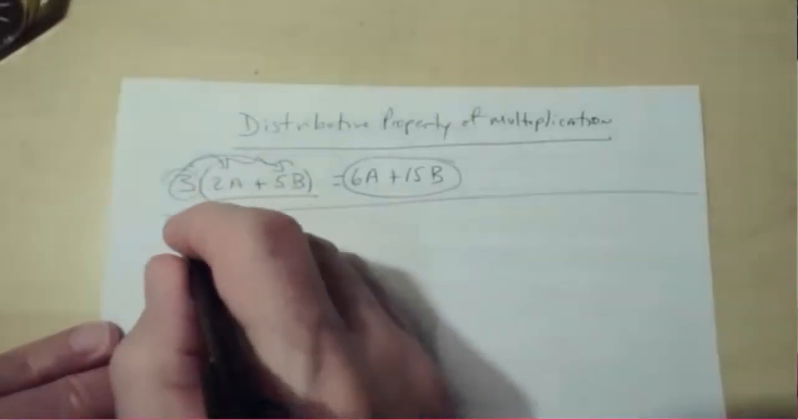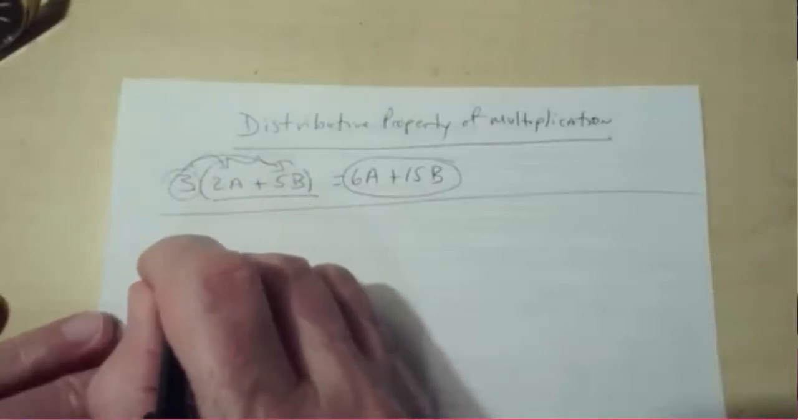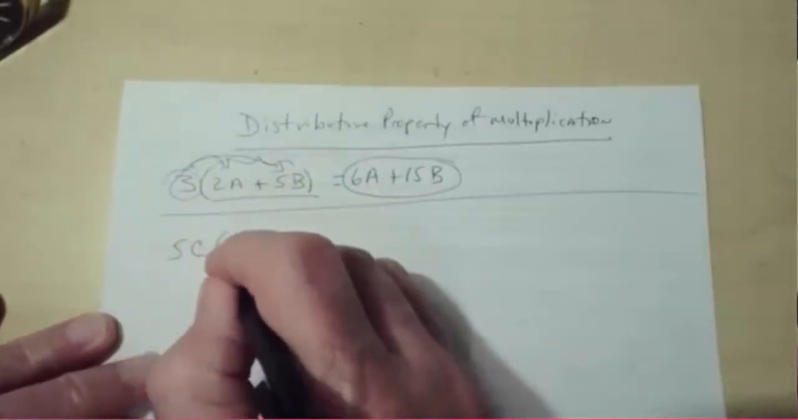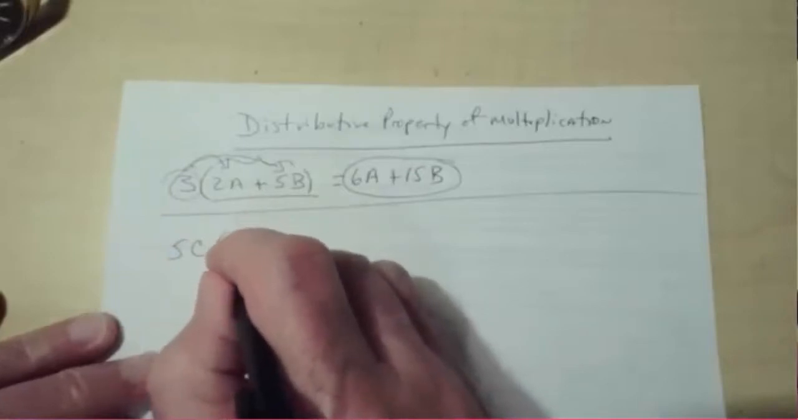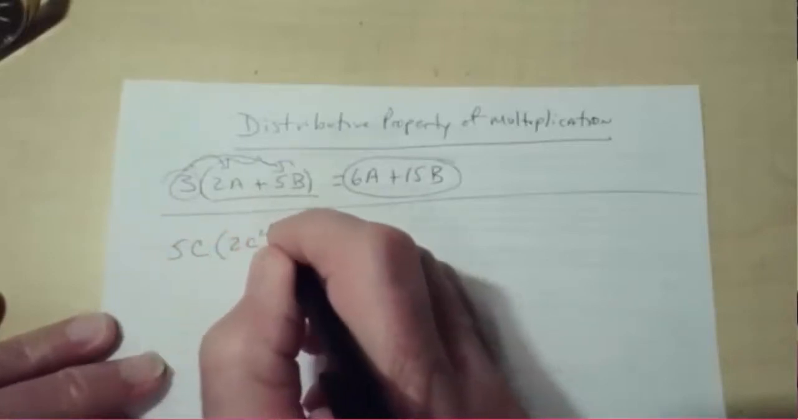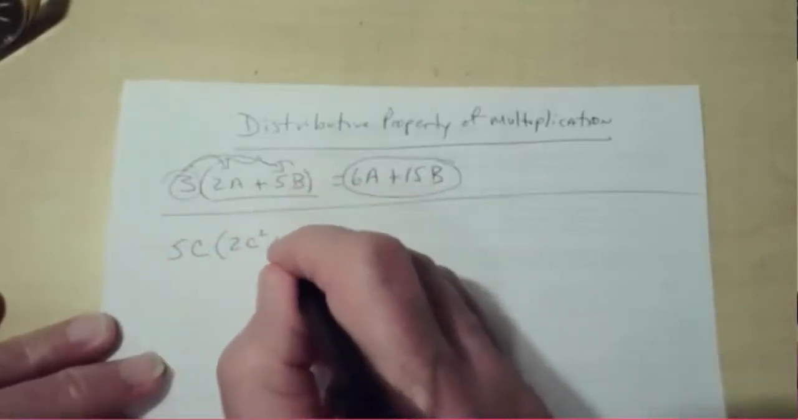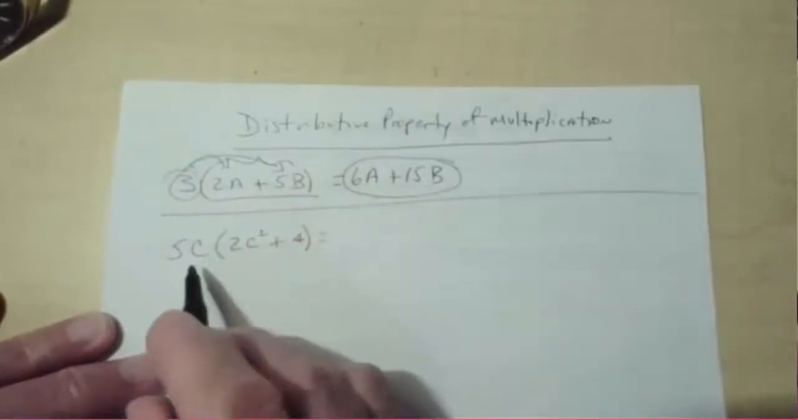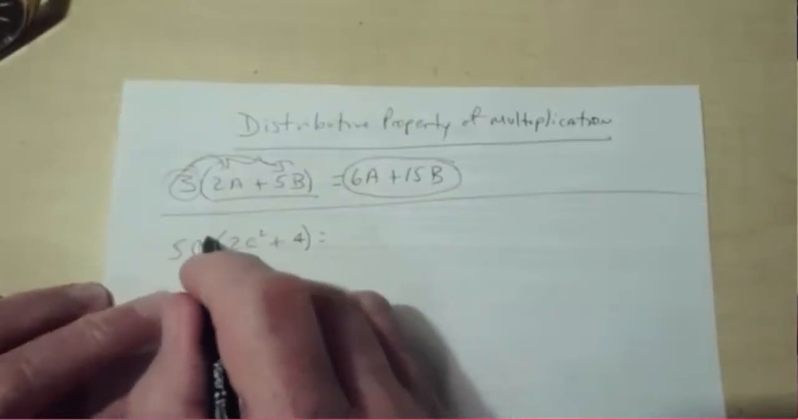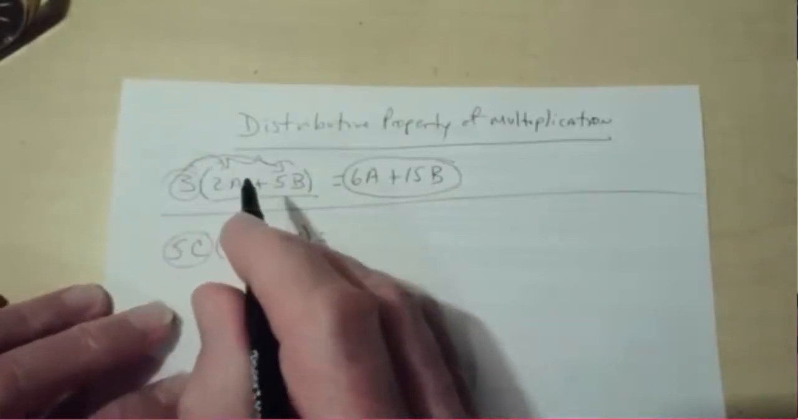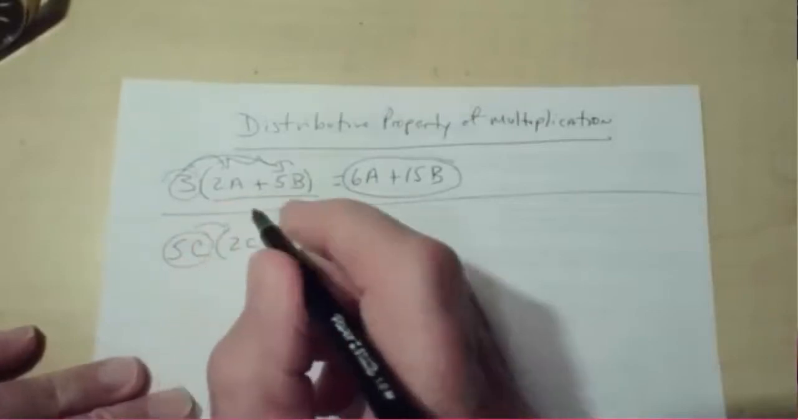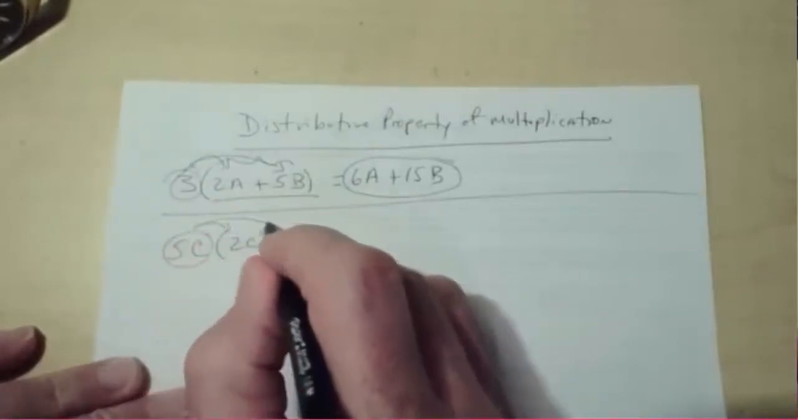And what if we have this? If we have 5c times 2c squared plus 4. Now again, we're going to take the 5c, not just the c, the 5c, times everything inside of the parentheses.